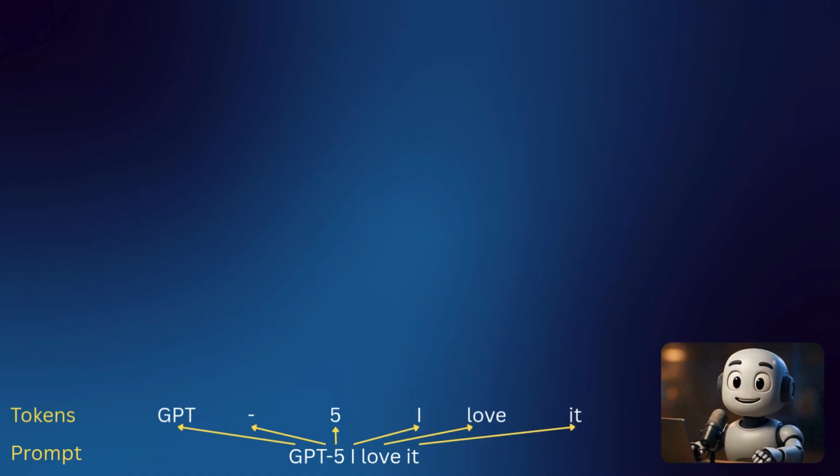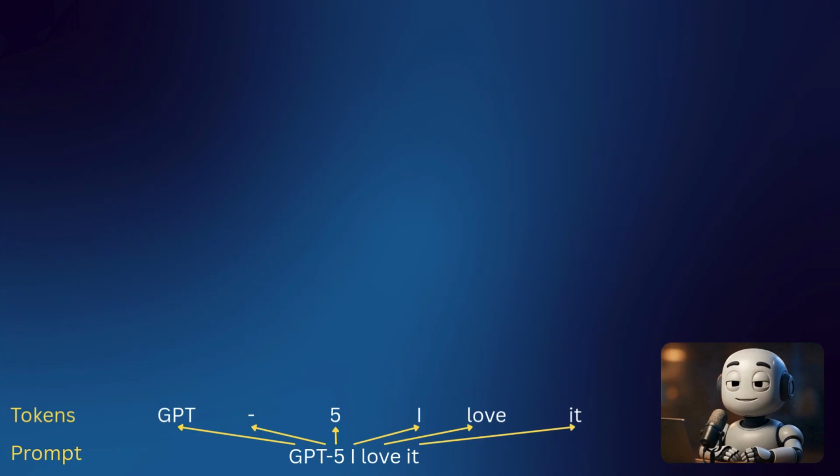Different models, like ChatGPT or Claude, use different ways of breaking things up into tokens. So sometimes they're the same as words, like I, love, and it in this example. Sometimes if the word in the prompt doesn't exist as a token, like GPT-5 here, it gets split up. Here that gets split up into 3 tokens, GPT, the dash, and the 5.